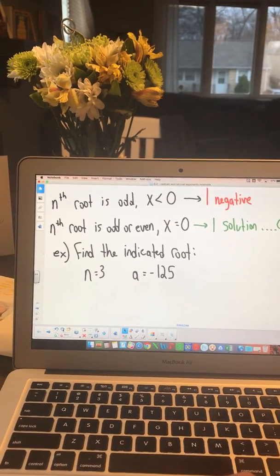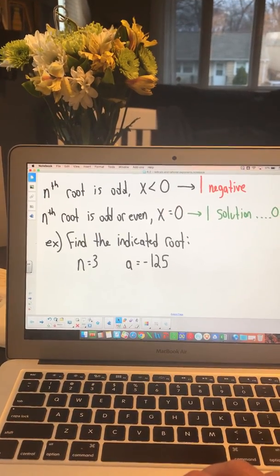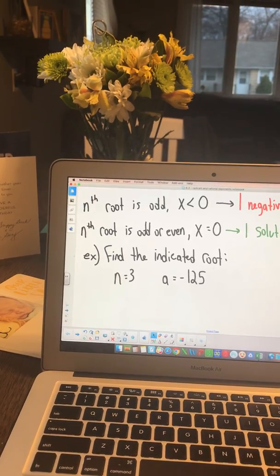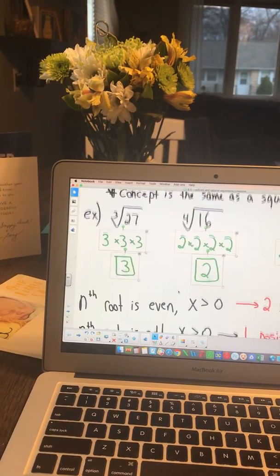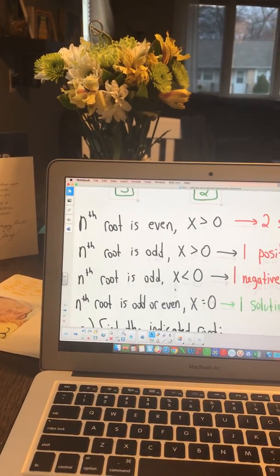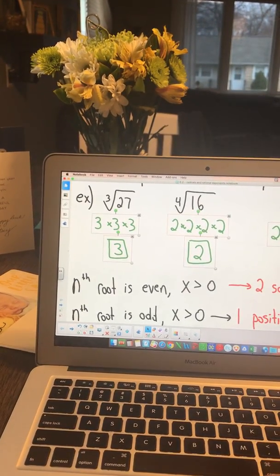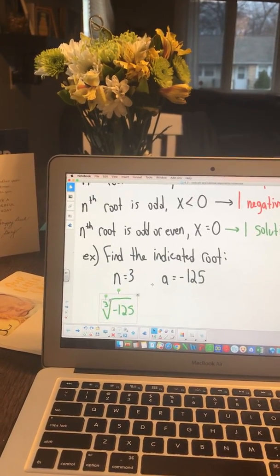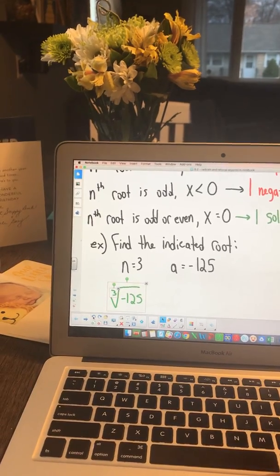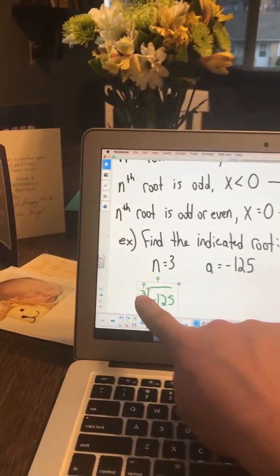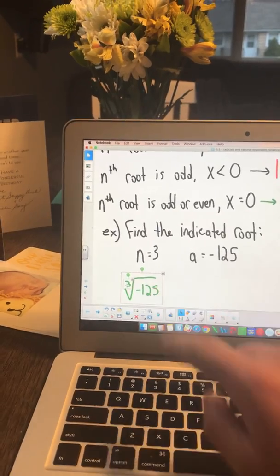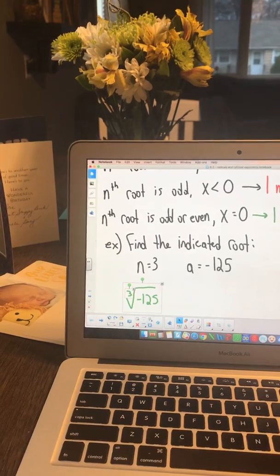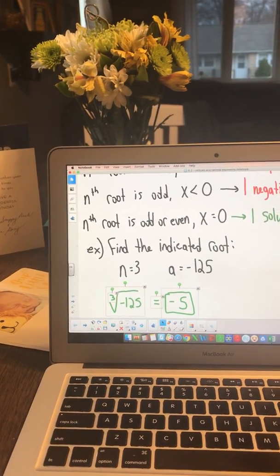If we wanted to write this as a root, sorry, hold on. It would help if I was clicking the right way. There we go. That is what the root would be. n as our 3, a as the negative 125. That would be the third root of negative 125, which is actually negative 5.